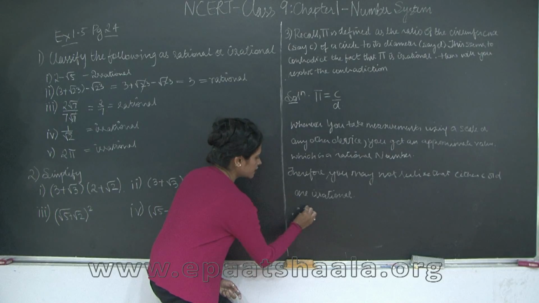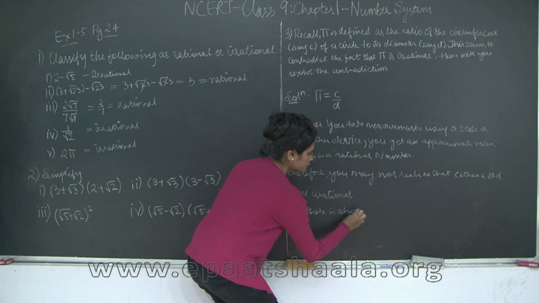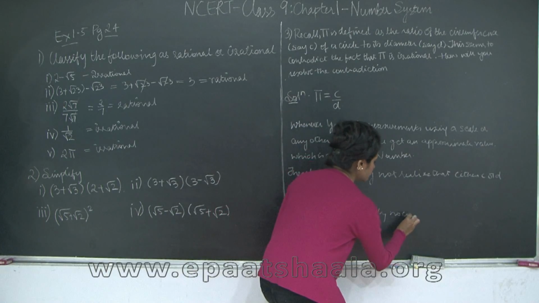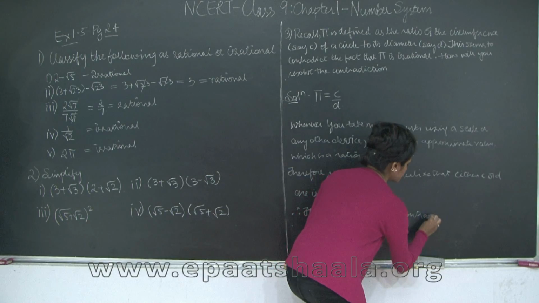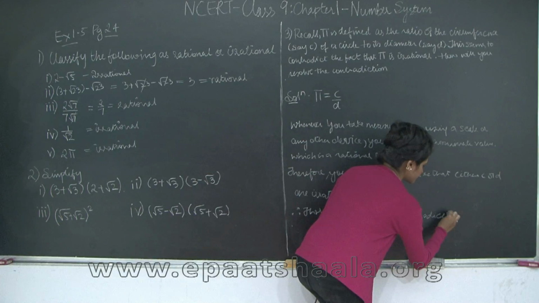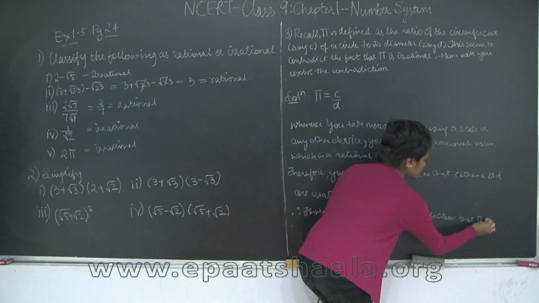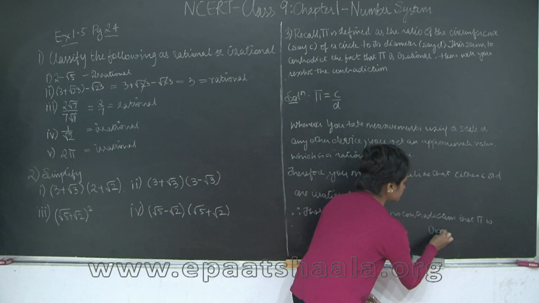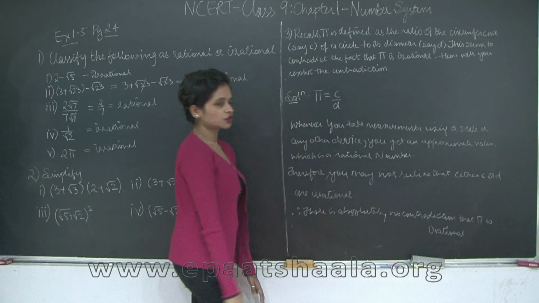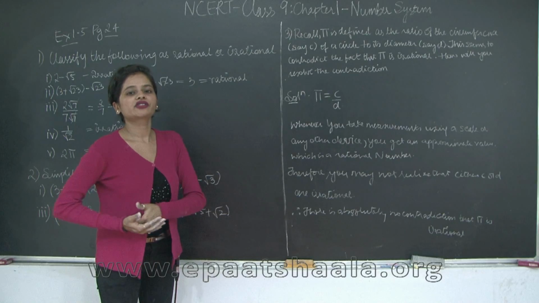Therefore, there is absolutely no contradiction that pi is irrational. Okay. So with this we have completed question number 3. Let's proceed with question number 4.